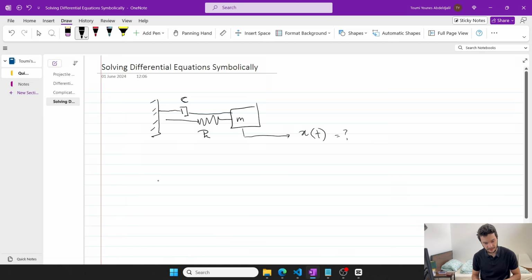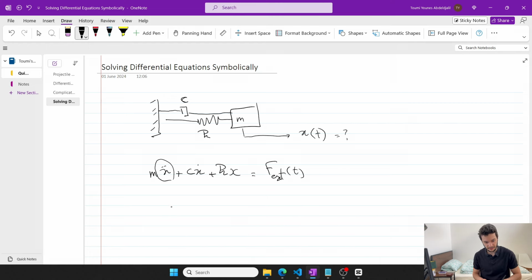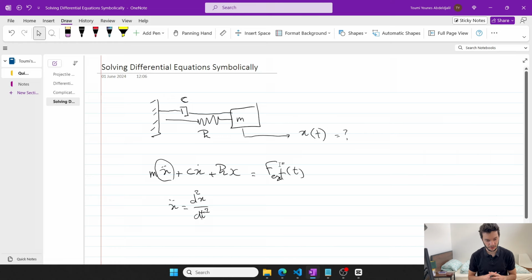Now, it turns out that the differential equation that describes this system is m times the second derivative of x plus c times the first derivative of x plus kx is equal to some external force, here F_ext. Here, when I say x double dot, I refer to the second derivative in time, so d²x over dt squared.